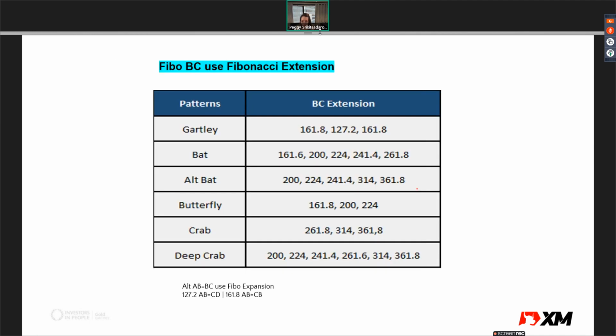Okay, for any one of you guys, if you want to save this, I have saved this as my template on my TradingView. For me to use the basic extension, I can just save this one. Okay, Gartley, basic extension, this is the number. You can just capture it and make it a template on TradingView in case you want to master the harmonic pattern, or you want to learn.